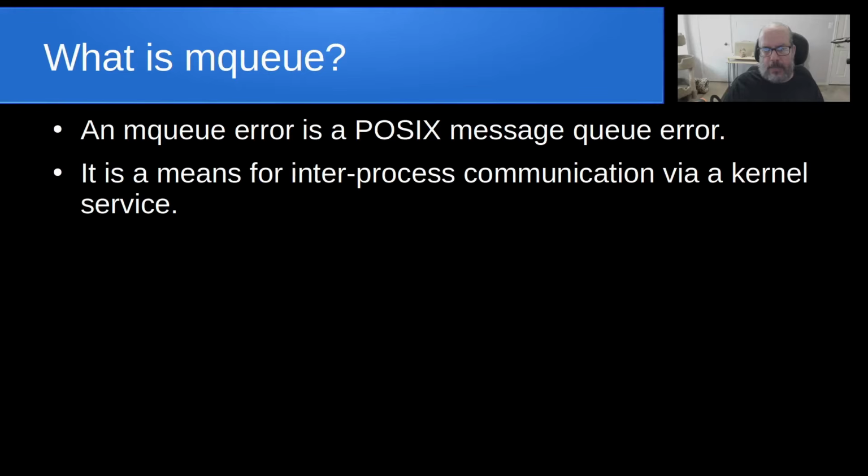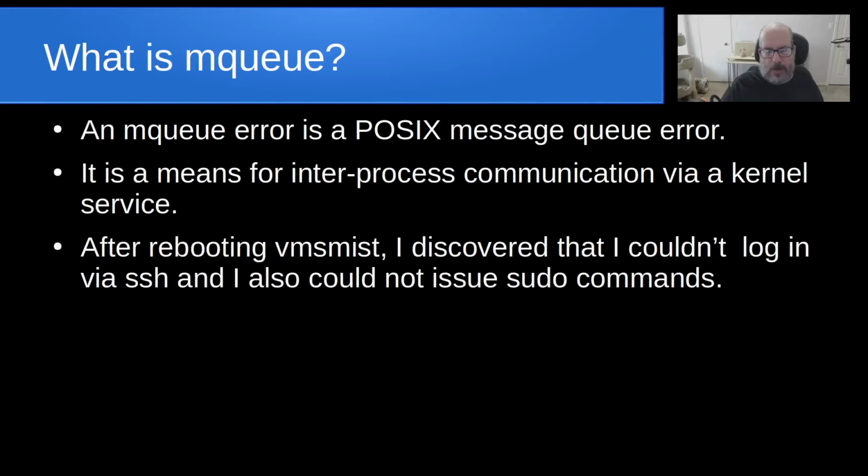So what exactly is MQ? Well, an MQ error is a POSIX message queue error, and it's a means for interprocess communication via a kernel service, otherwise known as how things talk to each other.